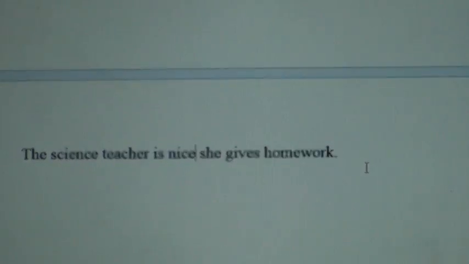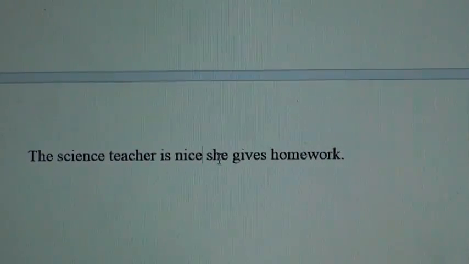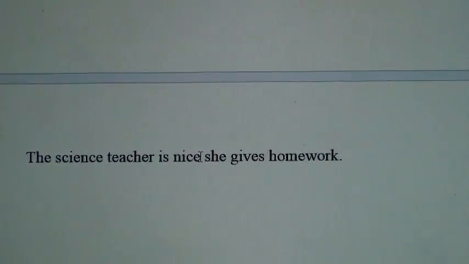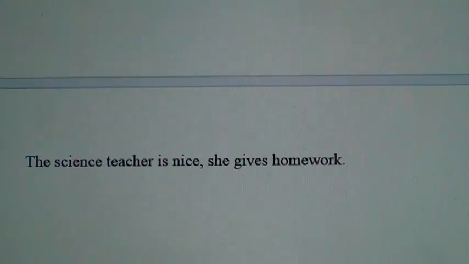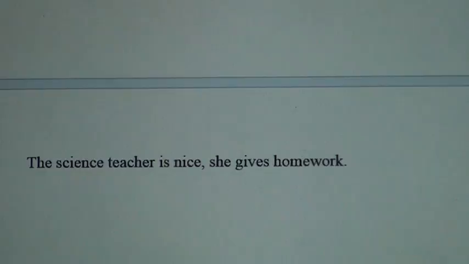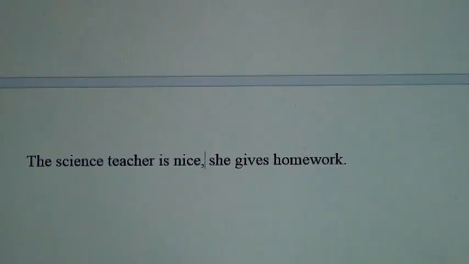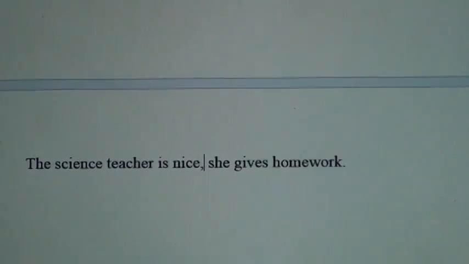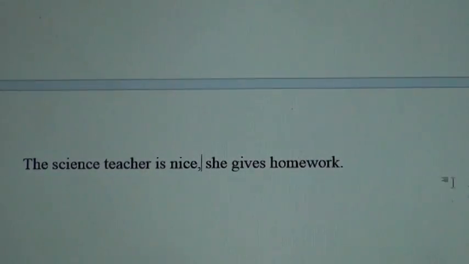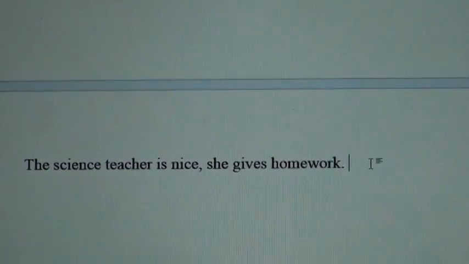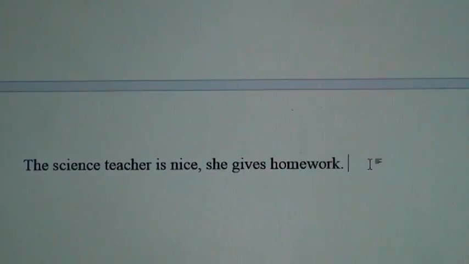Now you might say, why not just add a comma after the first complete thought? The science teacher is nice, comma, she gives homework. However, this only creates something called a comma splice. By themselves, commas can only solve half the problem. They need a little bit of help. Which leads us to our first solution, the comma and coordinating conjunction solution.